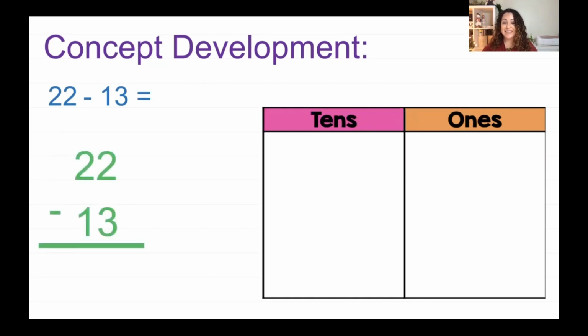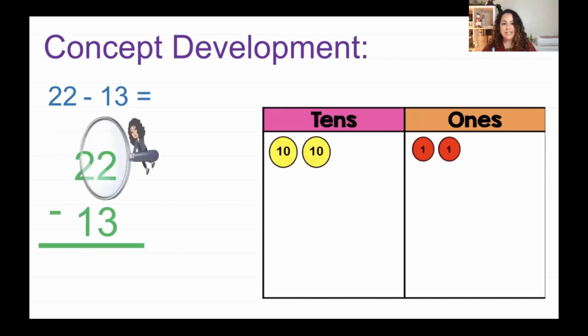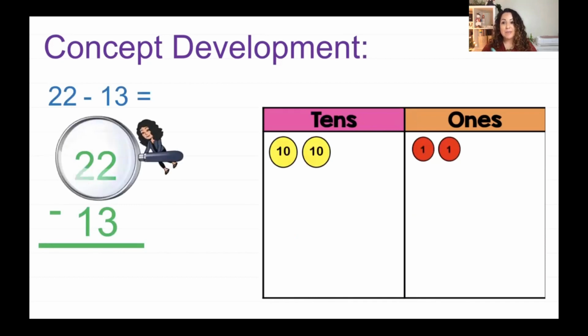So let's go ahead and look at 22 take away 13. Now, the first thing we're going to do is make 2 10s and 2 1s. Now I'm going to get my magnifying glass because I really want to focus on that number 22. Okay, let's look at it real closely.